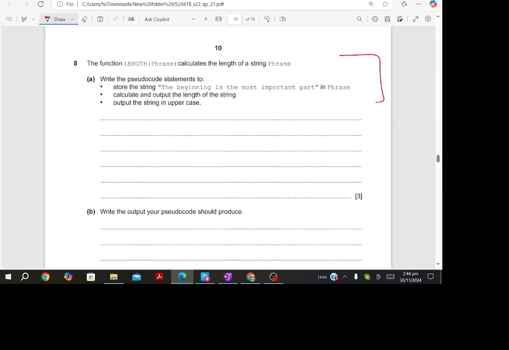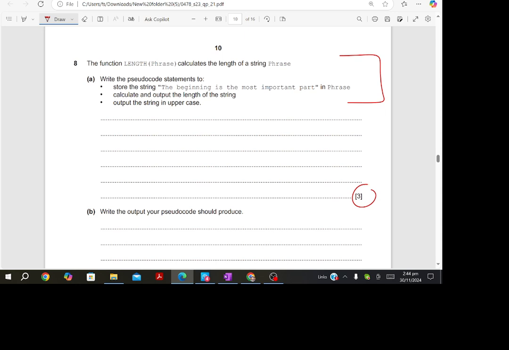Yes, a very important one. The function length phrase calculates the length of a string phrase. Write the pseudocode statement to store the string "The beginning is the most important part" in phrase, calculate and output the length of the string, and output the string in uppercase. So there are three things. That's why this is a 3 mark question.